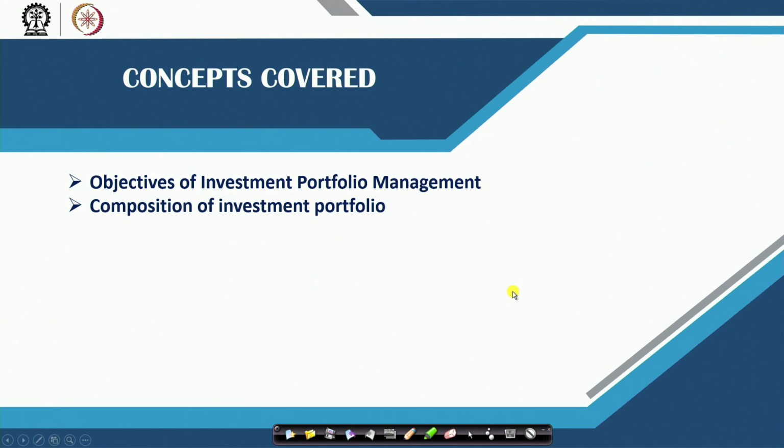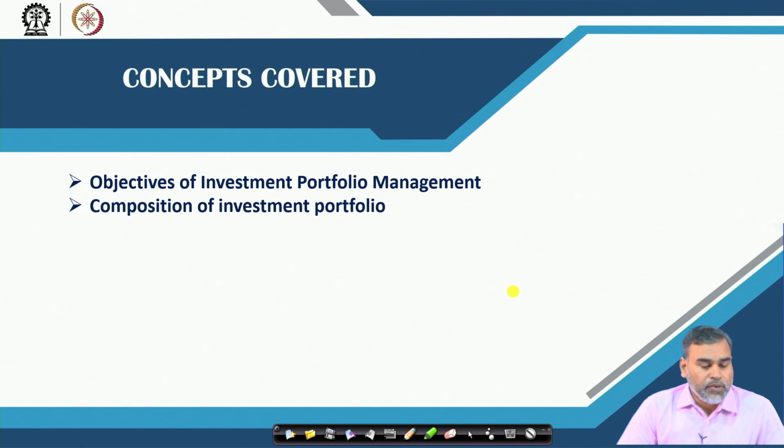So, in today's discussion we will discuss the objectives of investment portfolio management, that is, what are the different objectives the commercial banks always fix for the investment portfolio, and what are the different compositions of the investment portfolio. That means, what are the different alternatives or assets used to construct this portfolio for the investments of the commercial banks. Whenever the commercial banks invest in the market, what assets do they consider, and what are the properties of those assets, that we have to see in today's class.